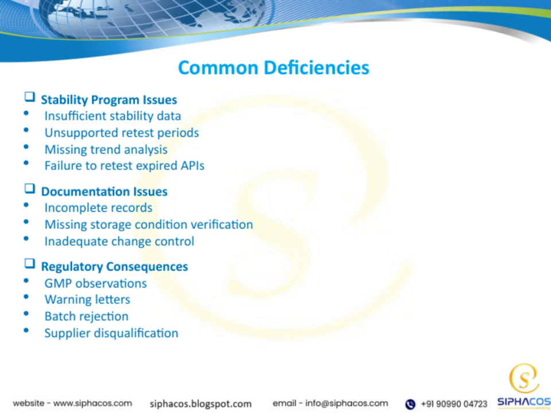On the documentation side, incomplete records, missing verification of storage conditions, and weak change control create serious gaps. These issues don't just stay on paper. They lead to regulatory consequences like GMP observations, warning letters, batch rejections, and even supplier disqualification. We need to address these head-on.